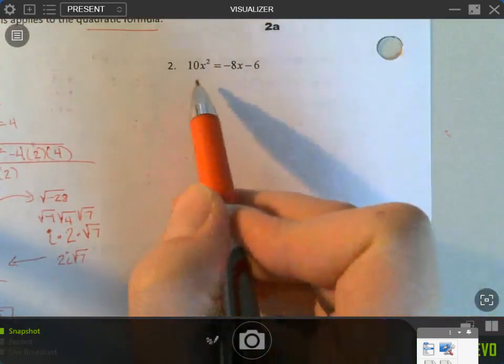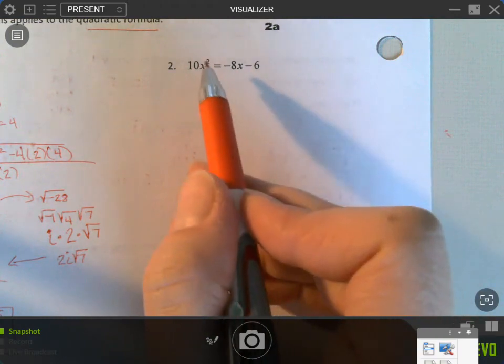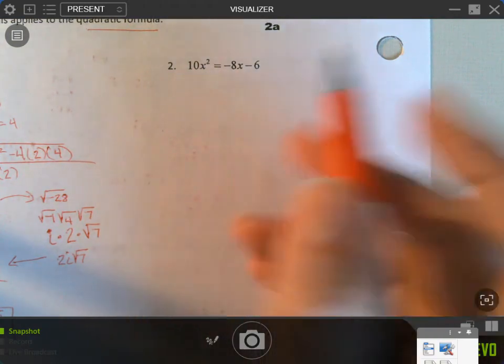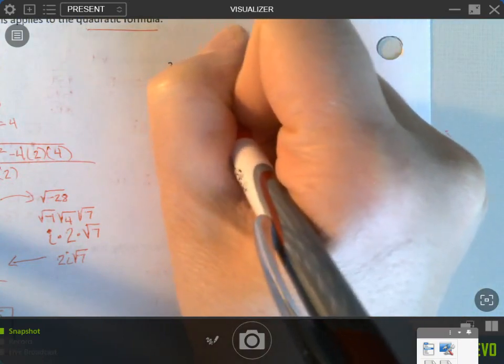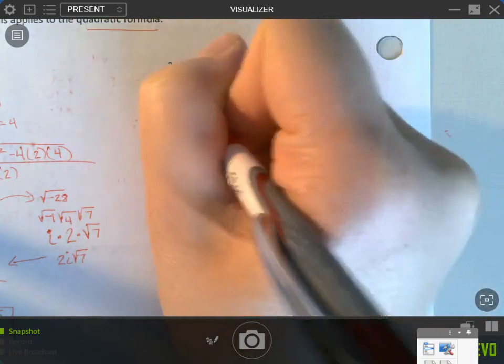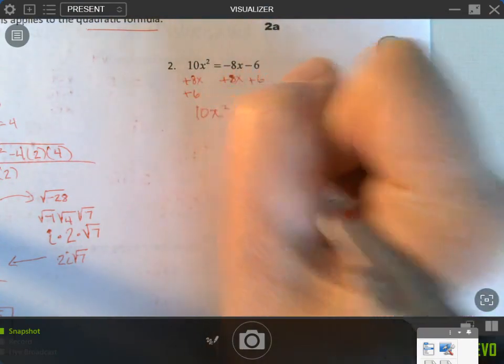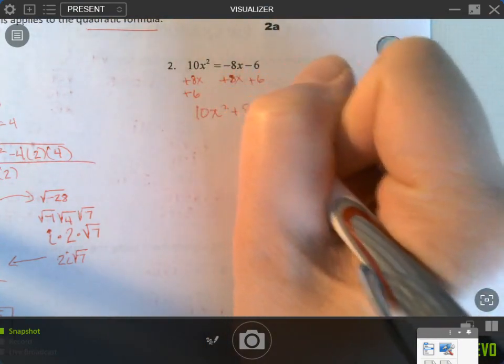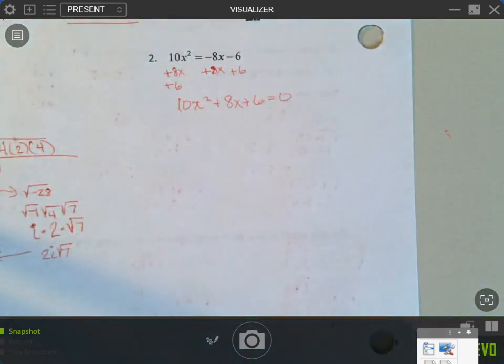It's up to you what you would like to do. I'd probably leave the 10x squared positive and just add both of these over, but you don't have to. You can move the 10x squared over. I'm going to add the 8x over and keep it positive, and I'm going to add the 6 over. This way I have a lot less negative signs. So that's my choice. Now, if you chose to push everything to the other side, you would have all opposite signs, but they would all cancel out in the end, and we get the same final answer.